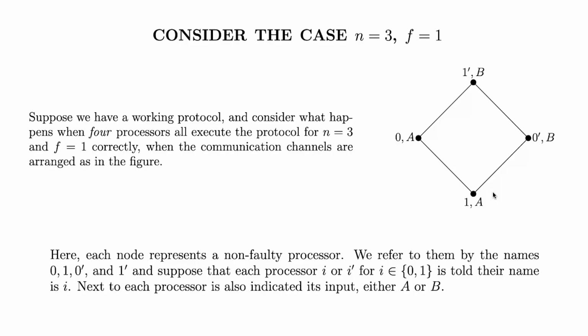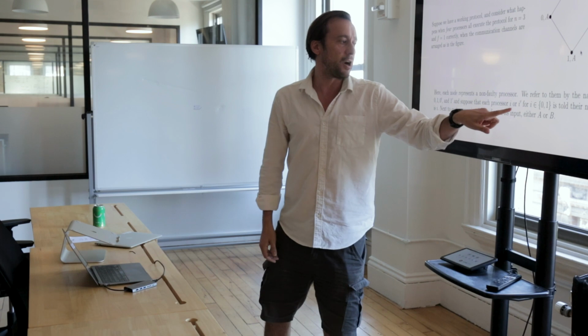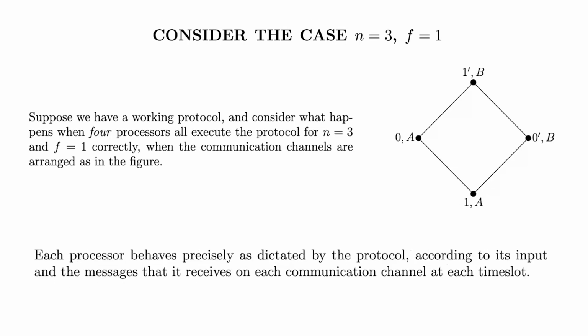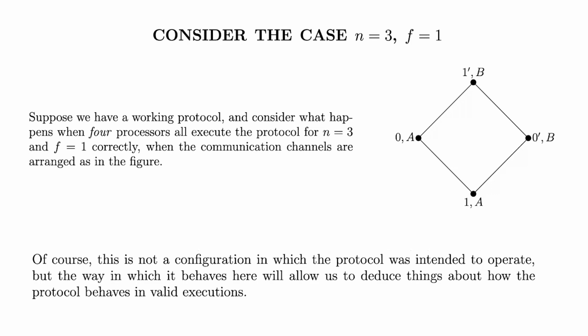So these are 0, 1, 0 prime, and 1 prime. But as far as they're concerned, if you're processor I or I prime, they're told their name is I. And again, the A's and B's are just their inputs. Each process is going to act entirely honestly here. They're not going to deviate from the protocol at all. We're going to wonder what happens. As I say, this is not a configuration in which the protocol is intended to operate, but we're going to analyze what happens here, and it's going to allow us to deduce some contradictions to the idea that it's a valid protocol.